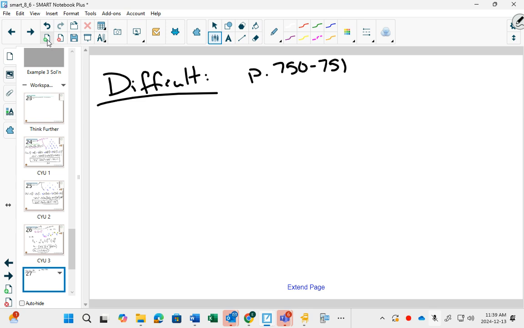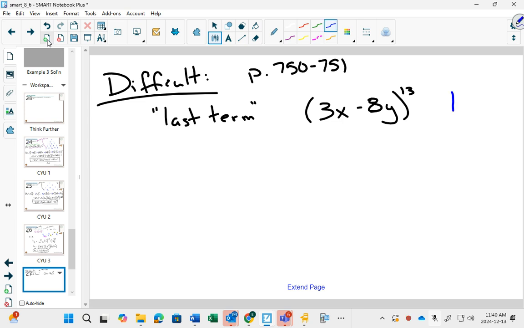What are some questions that end up being a little bit more difficult? This is the easiest of the difficult ones. If they say find the last term, and I give you something like 3x minus 8y to the 13, which term is the last one? You would have to find term 14. So it requires that you know how many terms there are.